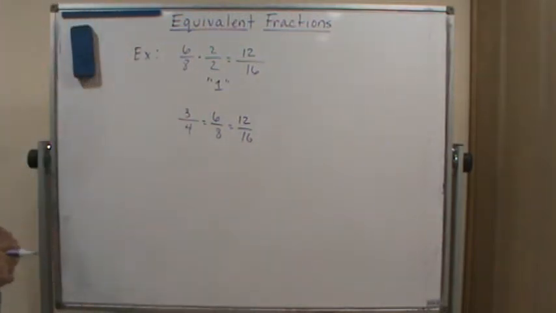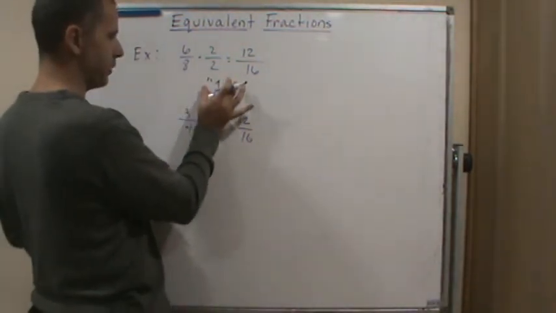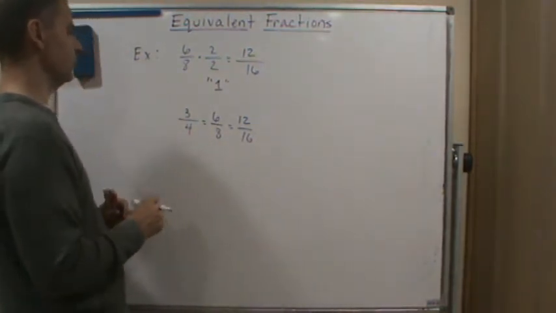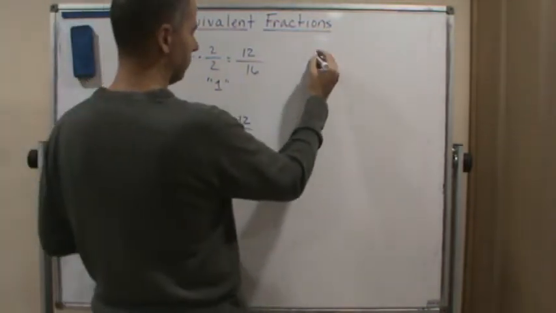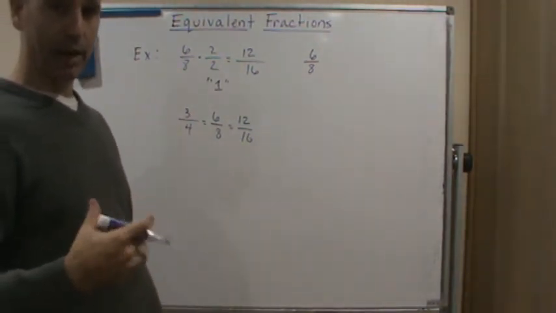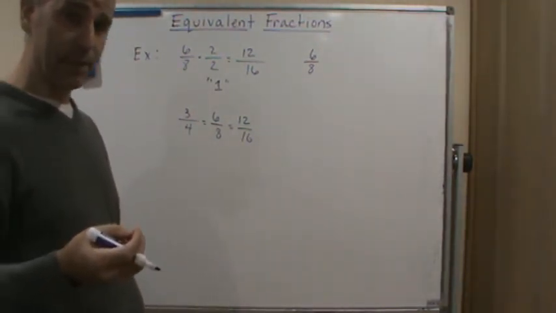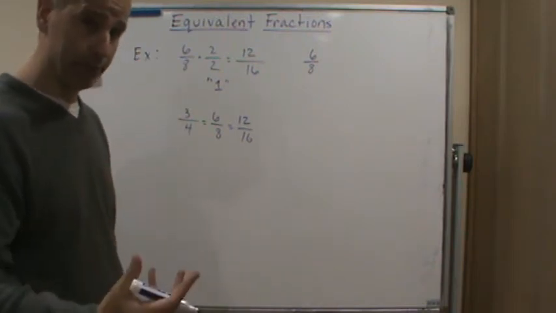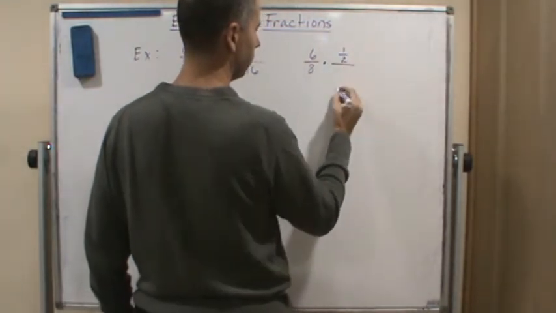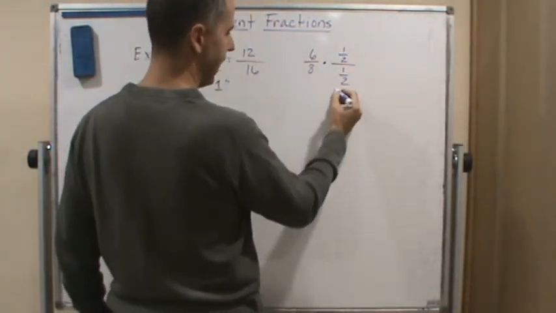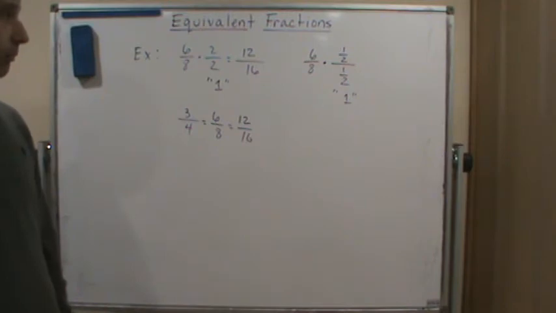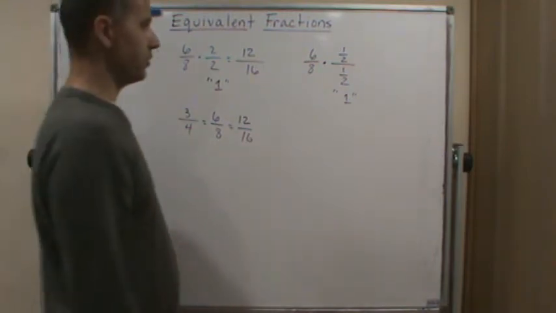Now, can I do the same thing or have the same reasoning that I did up here with this one, with the division by 2? Absolutely. So think about this. 6/8, and now I want to divide both the top and the bottom by 2. But isn't that the same as multiplying the top and the bottom by 1/2? Isn't that also a form of 1? Sure. And so what happens?